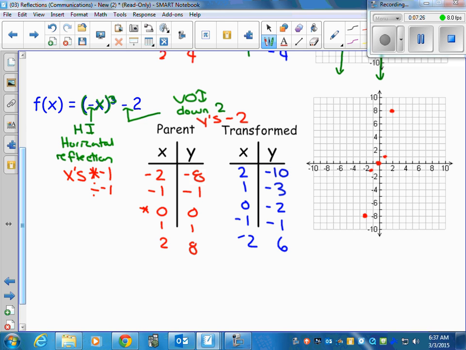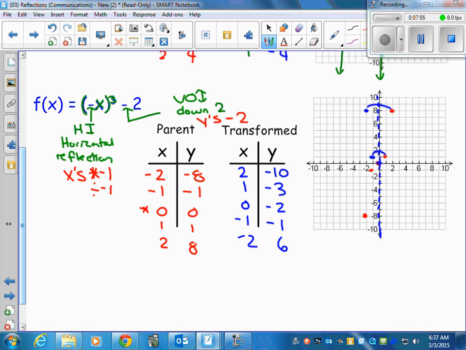But now the next thing that we want to do is perform the operations on the graph itself. Remember, multiply first, then addition, subtraction. So the first thing that we have to do is a horizontal reflection. So we're reflecting over the y-axis. That 0, 0 point stays on the axis. The +1 point now flips over to -1, +1.